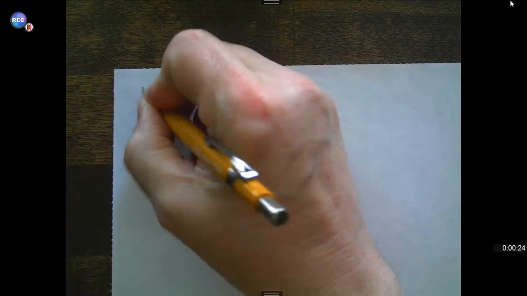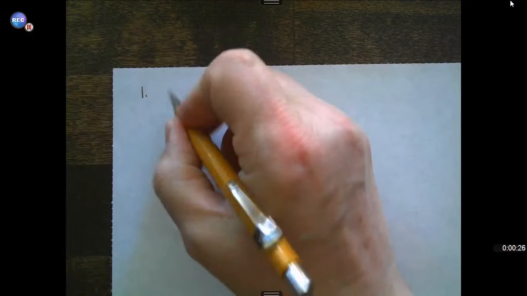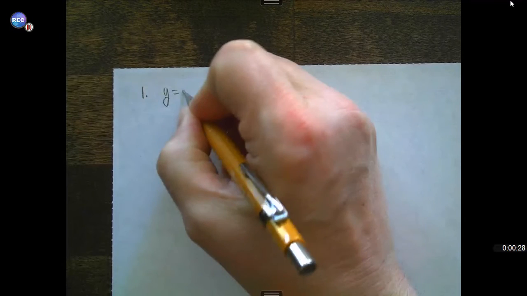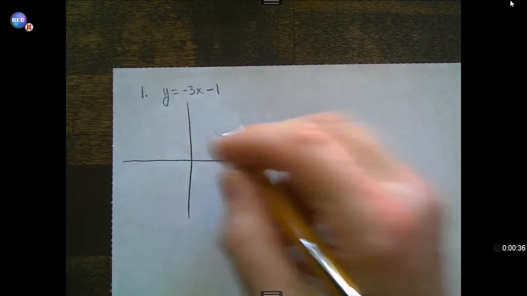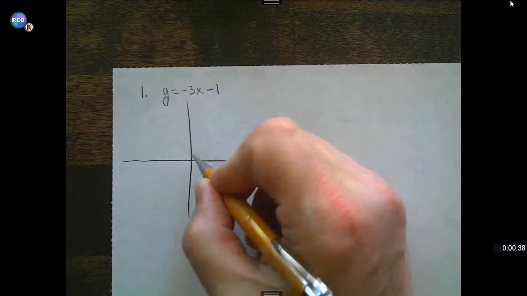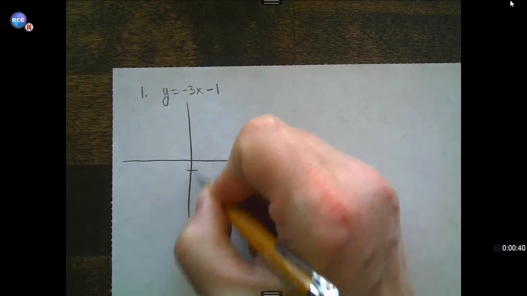So our first question is graph y equals negative 3x minus 1. And I'm not doing this on graph paper, so I'll just draw my coordinate plane. You'll have graph paper on the test itself.